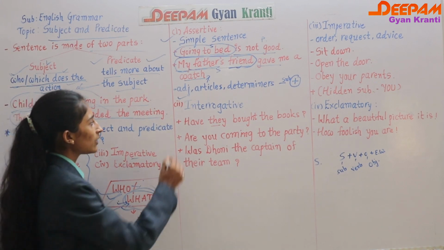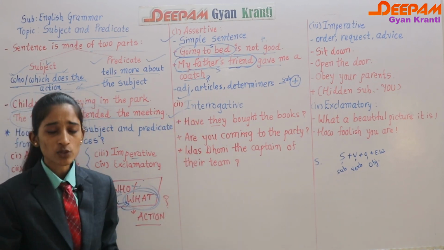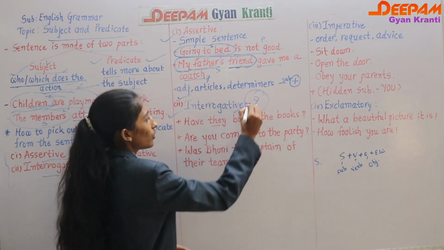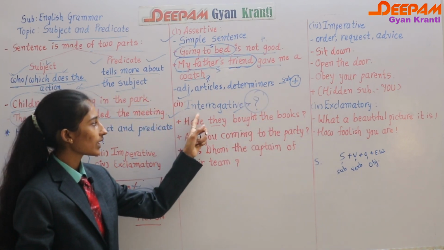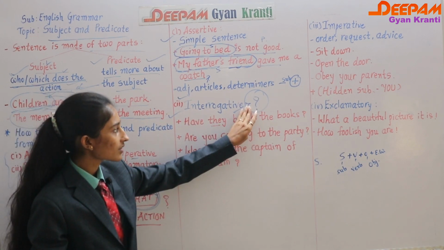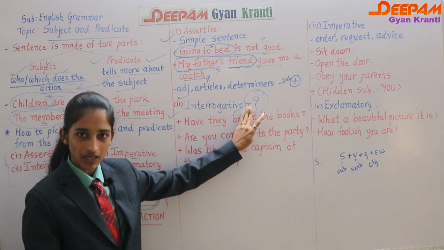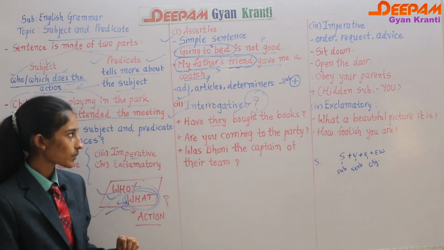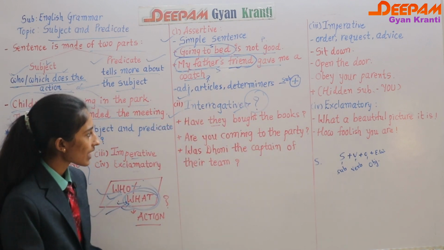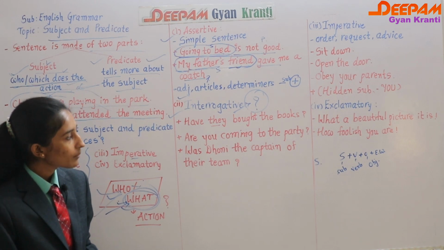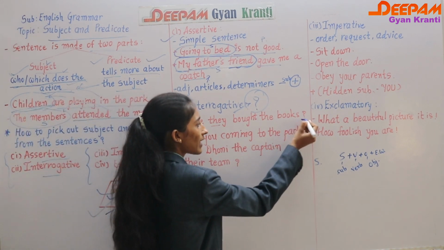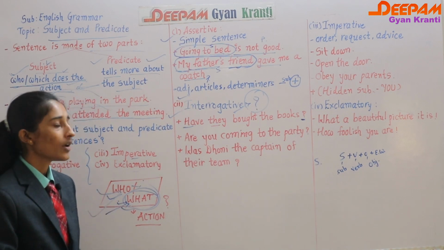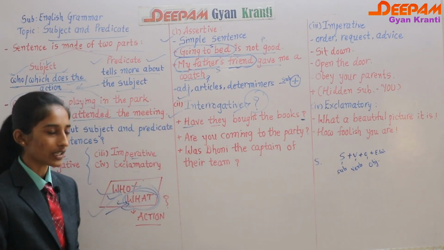Now second one is the interrogative sentence. Interrogative sentence means question mark. How can you get the information about an interrogative sentence? Simple way: the sentence ends with a question mark. So when you get the question mark, you come to know that it's an interrogative sentence. See, some examples are here. Have they brought the books? First of all, the question mark is there and the form of to be is at the beginning of the sentence, so we come to know that it's an interrogative sentence.